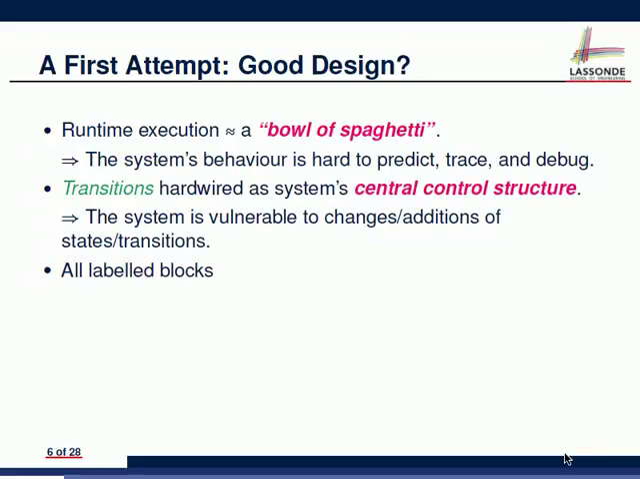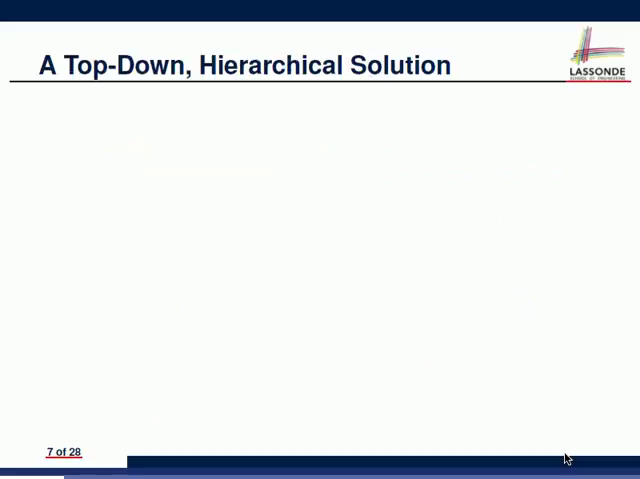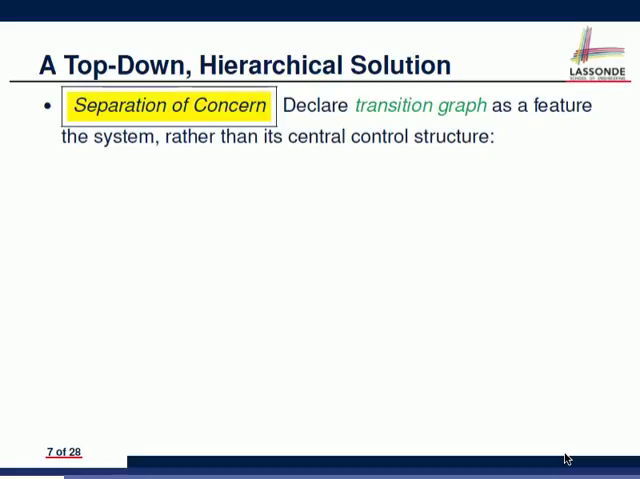This kind of coding might work for a toy example, but for realistic design, it's not going to scale. That's why we want a better one. So we go to the second solution, which I'll briefly review. It's a so-called top-down hierarchical solution. Basically, we say overall how the system is going to interact with the user.